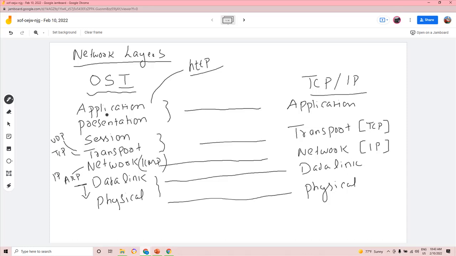So do you understand the difference between OSI and TCP/IP, students? Can you remember this? Students? Yeah, you must remember this OSI and TCP/IP. You should compare them.